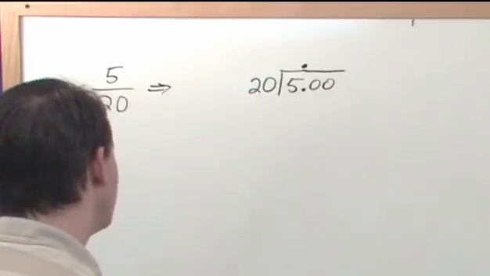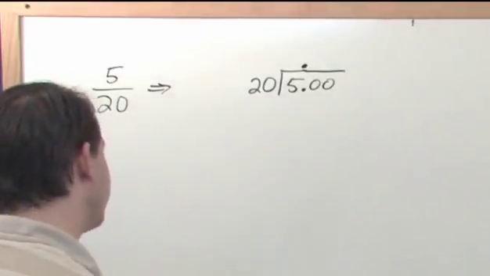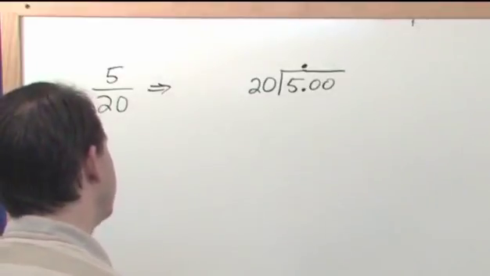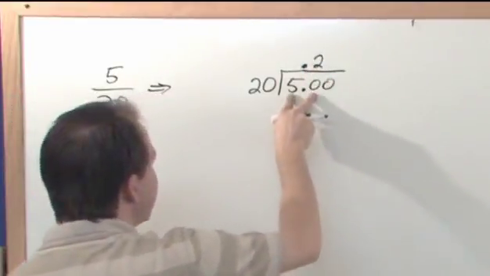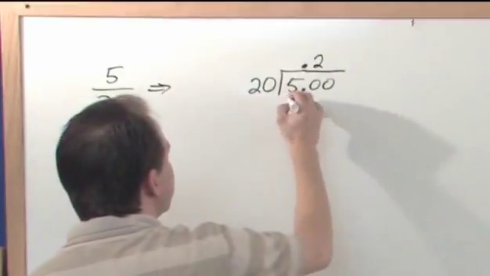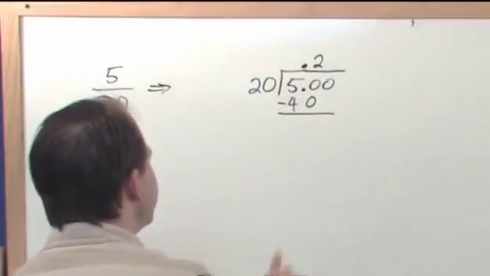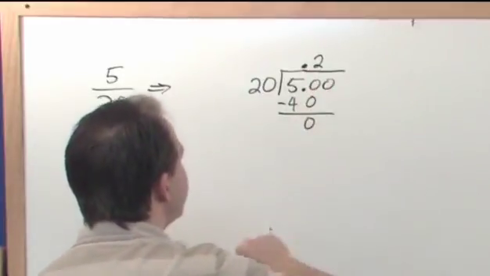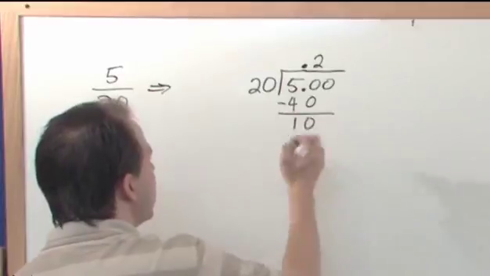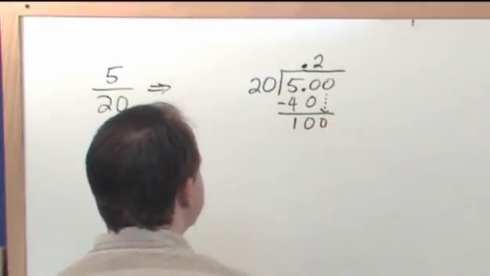Well, 20 times 1 is 20. 20 times 2 is 40. And 20 times 3 is 60. So that's too big. So it can only go 2 times. I'll put the 2 here because I'm looking at 50. 2 times 20 is 40. Okay? And I subtract. 0 minus 0 gives me 0, and 5 minus 4 gives me 1. And I've done this subtraction now, so the next thing I want to do is drop down my next digit.